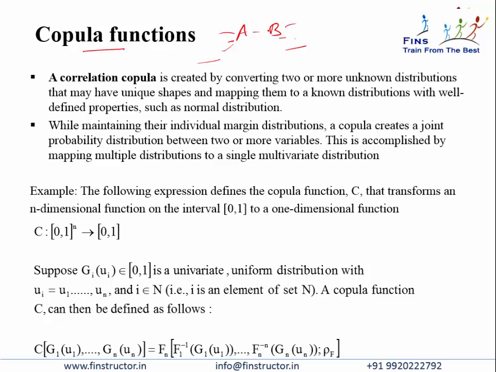So while maintaining their individual marginal distributions, a copula creates a joint probability distribution between two or more variables. This is accomplished by mapping multiple distributions. Those multiple normal distributions are then mapped into a single multivariate distribution to create a joint probability distribution of the two or more variables. Now there'll be a lot of terminology and a lot of notation.